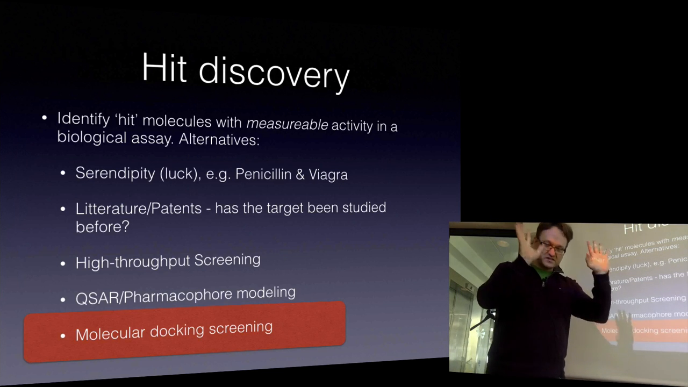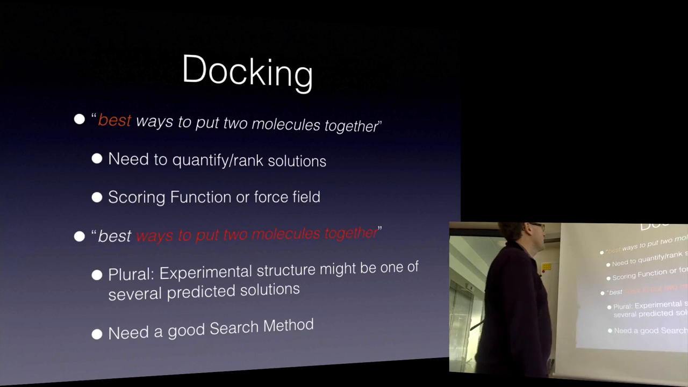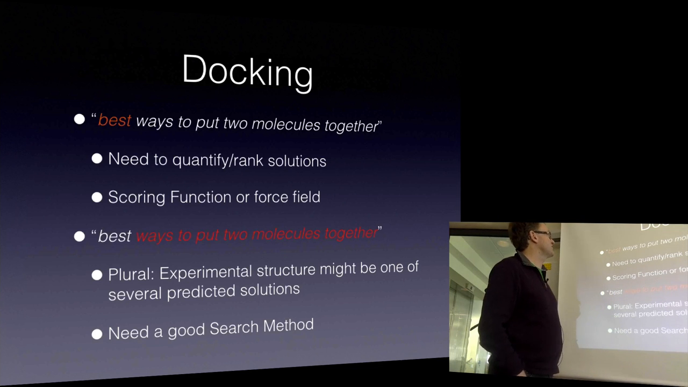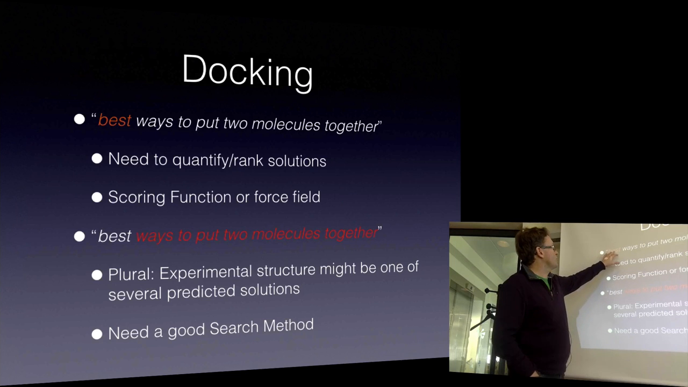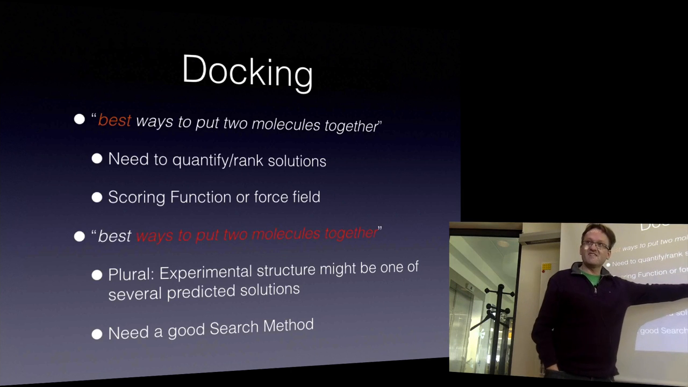But if we forget about the simulations for a second, this is fairly easy. We want to put two molecules together, and you can say that it's even the best way to put two molecules together. So in some way, we're going to need to quantify what is the best way to put two molecules together. But we also need to know what our ways to put two molecules together are, right?